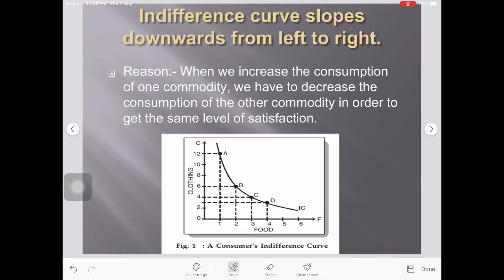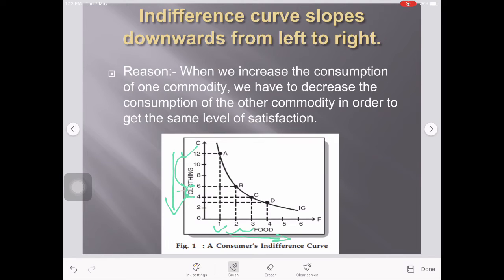The first property is indifference curve slopes downward from left to right. The reason behind this is when we increase the consumption of one commodity, we have to decrease the consumption of other commodity in order to get same level of satisfaction. In this diagram, when the consumer was consuming first unit of food, he was consuming 12 units of cloth. When the consumption of food increases to 2 units, the consumption of cloth decreases to 6 units in order to give same level of satisfaction to the consumer.